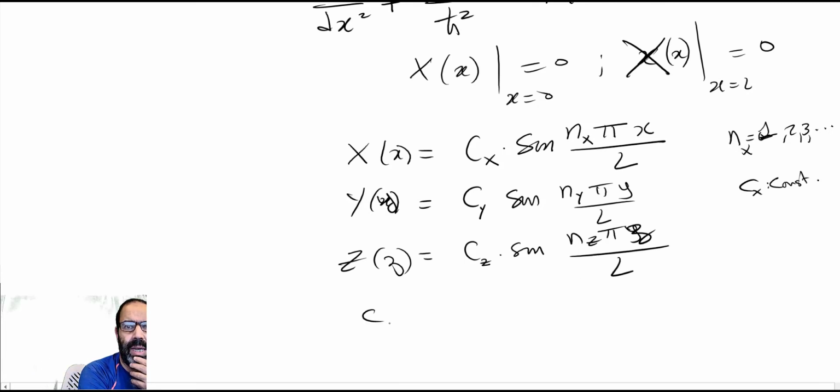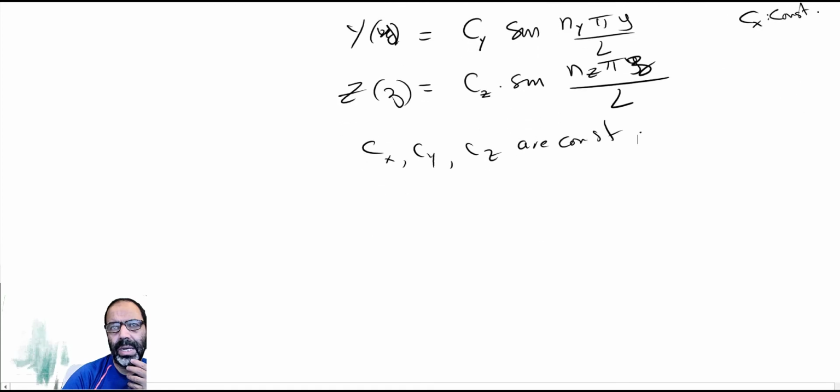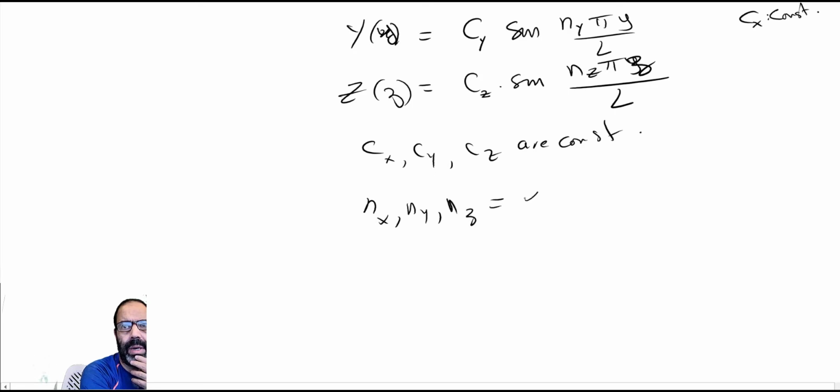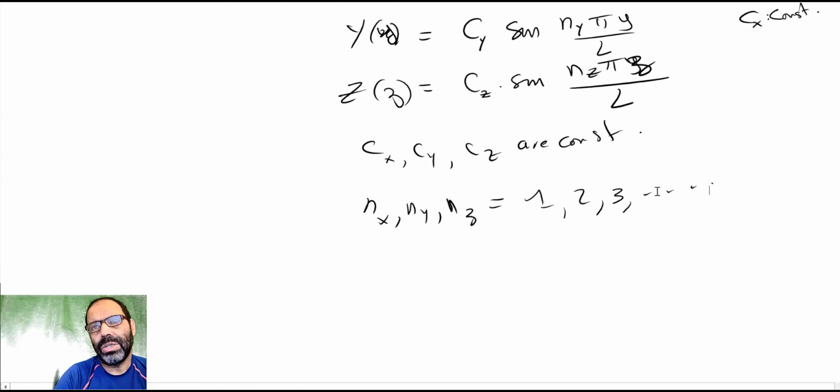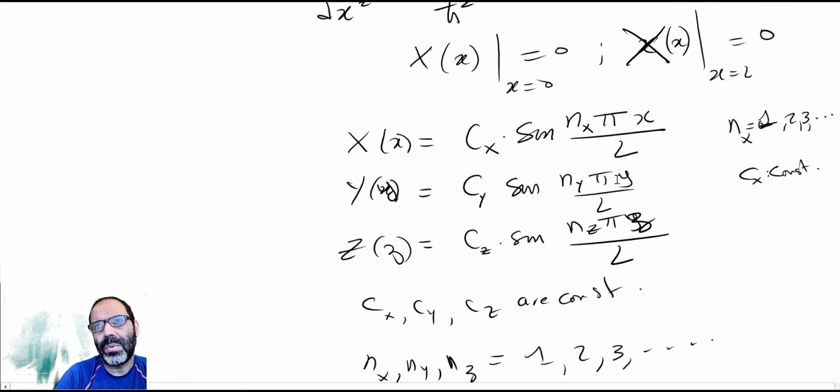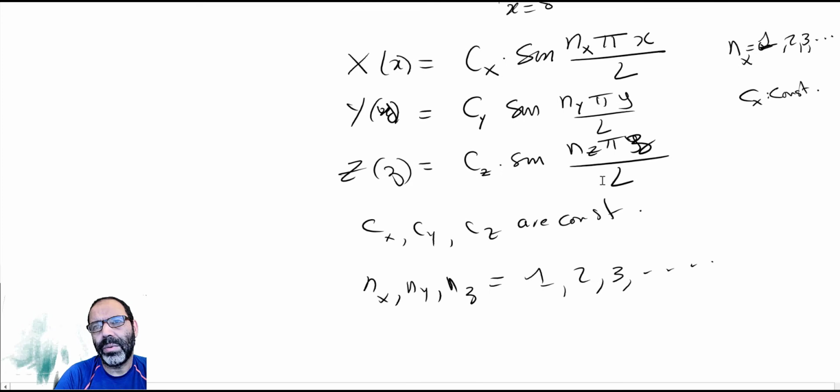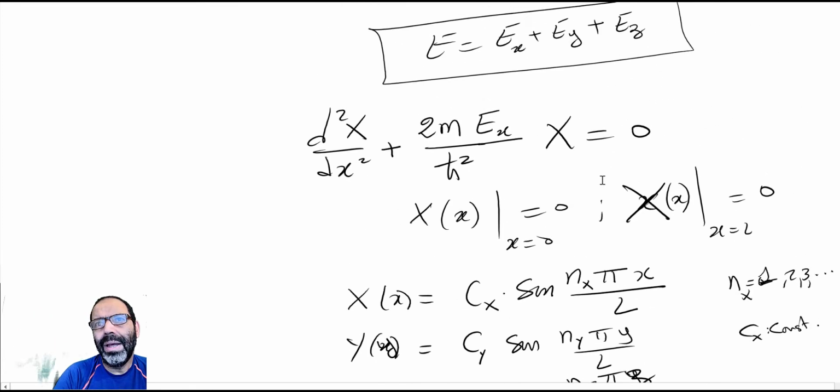Okay, where Cx, Cy, and Cz are constants, and furthermore nx, ny, and nz are integers that are from 1, 2, 3, and so on. So this condition will be met, and we don't have a problem in here, so we have a solution for our equation. Obviously this number in here is related to the energy in this case.